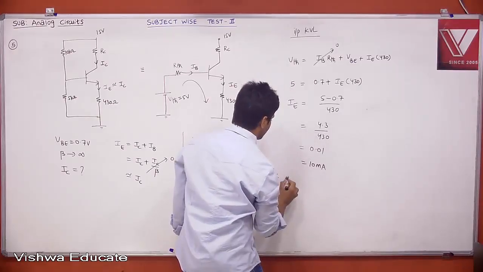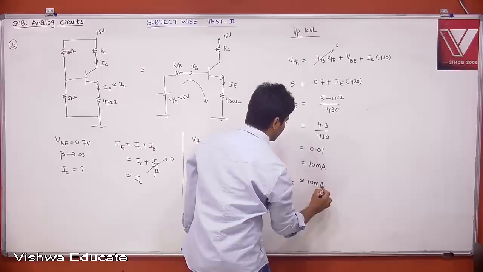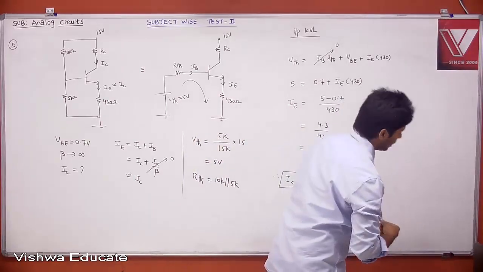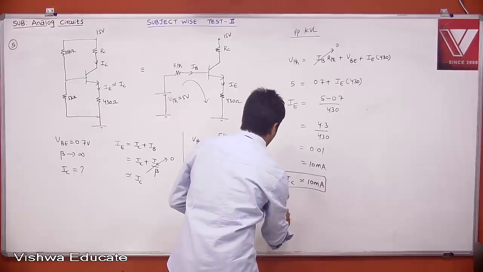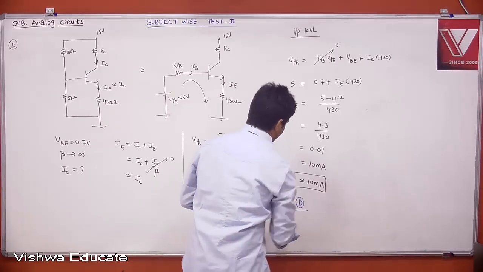Therefore what is your IC? IC is approximately equal to IE, therefore it is 10 milliampere. What is the answer? Your answer is D.